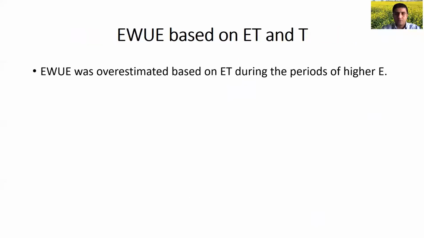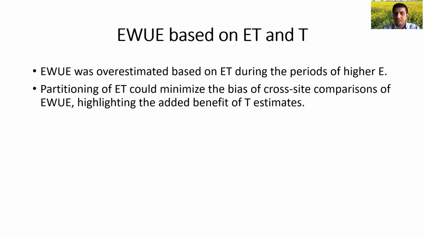And when water use efficiency was calculated based on ET and T, water use efficiency was overestimated based on ET during the periods of higher E. Partitioning of ET could minimize the bias of cross-site comparison of water use efficiency, highlighting the added benefit of T estimate. If we can have a T cross-site comparison, and if we calculate water use efficiency based on T, then we may directly compare results better than with ET and lots of other confounding factors on ET.